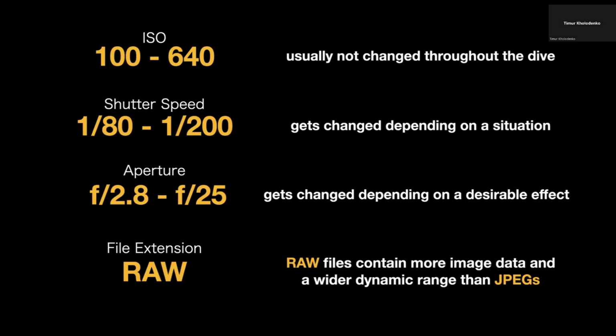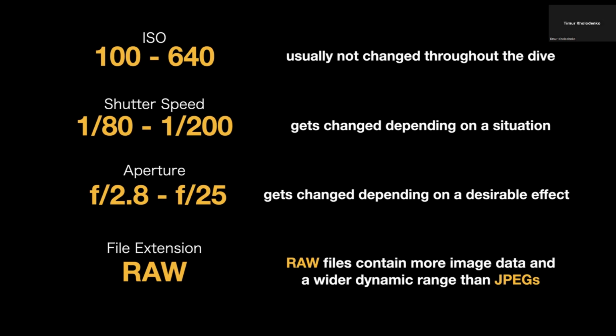Oops, sorry. So my basic setting is ISO from 100 to 640. The shutter speed I usually use between 80 and 200. Aperture 2.8, that's a very open lens, up to 25. My lens is capable of going to 32, but I found that it actually distorts images rather than making them more sharp. And for file extension, I like to use RAW.